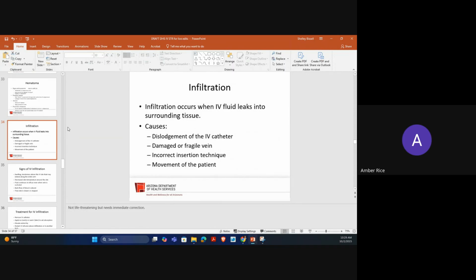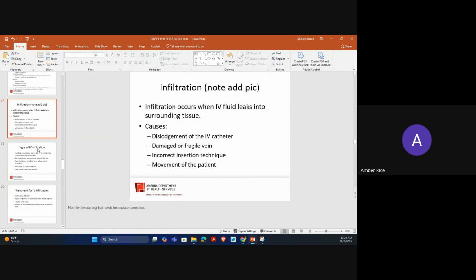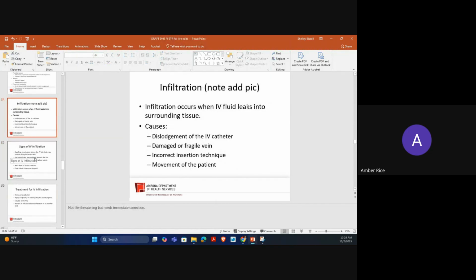A picture for this one too, probably, Shelley, maybe. Might be able to find one. Some of these I had to break up on multiple slides because they were kind of long.